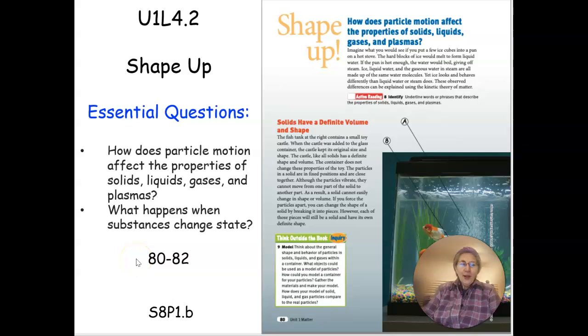Okay, so here we are still in Unit 1, Lesson 4. And a part of that lesson is point 2 called Shape Up. The questions that we're going to answer in this section are: how does particle motion affect the properties of solid, liquids and gases and plasmas? And what happens when substances change state? We'll actually probably save most of the second one for the next lesson that we go over, which is called Changes in State.